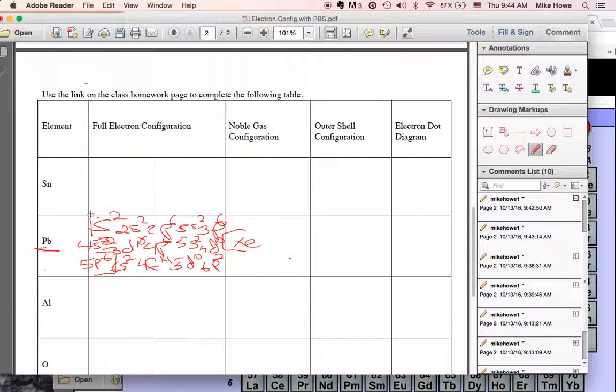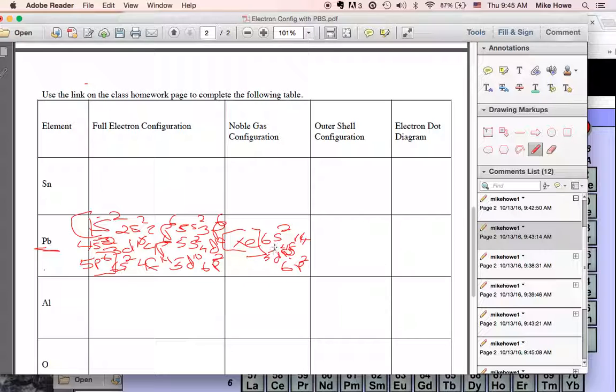So it'd be a bracket there and a bracket there. What that means is that everything up to 5p6 is covered when you write xenon in brackets. So what was left over that wasn't in the brackets would only be the 6s2, 4f14, 5d10, and 6p2. All right, so there you have your noble gas configuration.